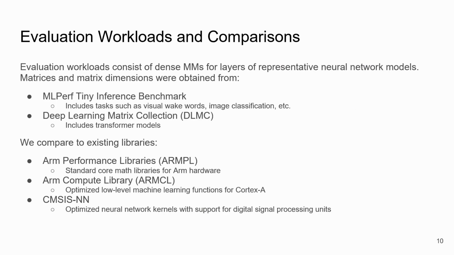So the workloads we evaluated were the TinyML perf benchmark and the deep learning matrix collection, DLMC. So that includes a bunch of transformer models and all of their matrix shapes and sizes. And we run MEMA on these 2 benchmarks and then compare them to the existing libraries of ARMPL. So ARMPL and ARM-CL, those are both on the Raspberry Pi. And then CMSIS-NN is on the STM and Arduino hardware.